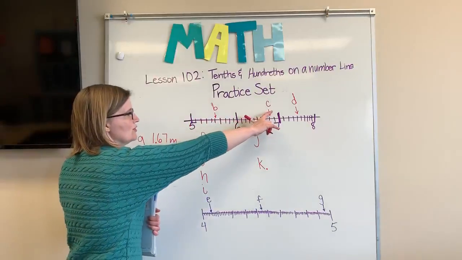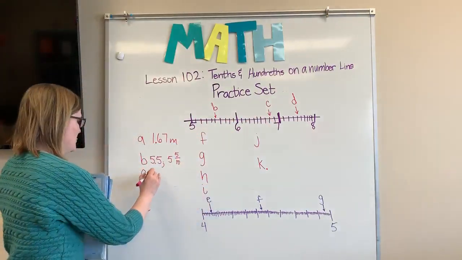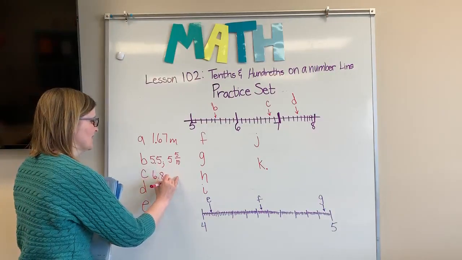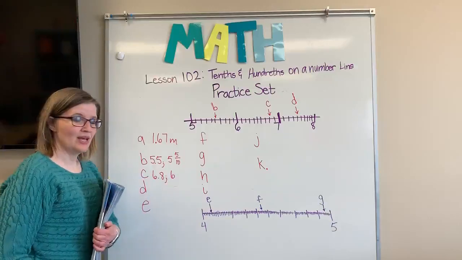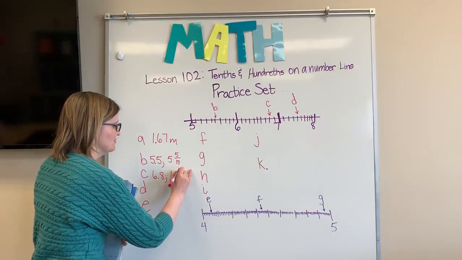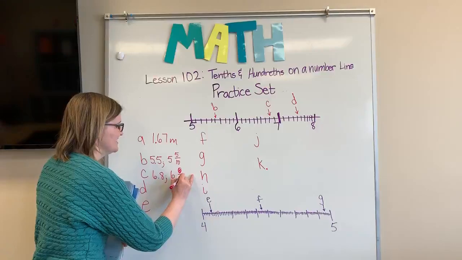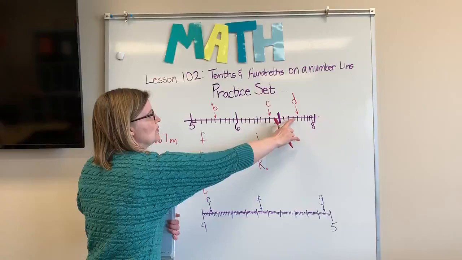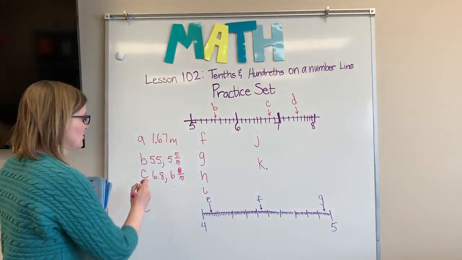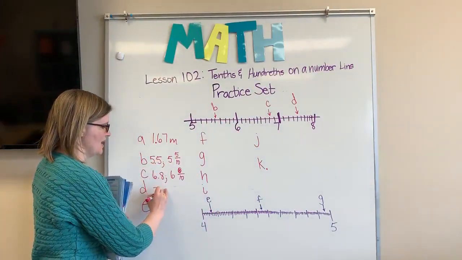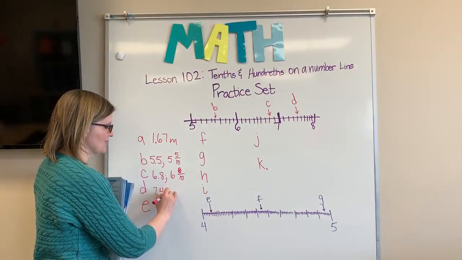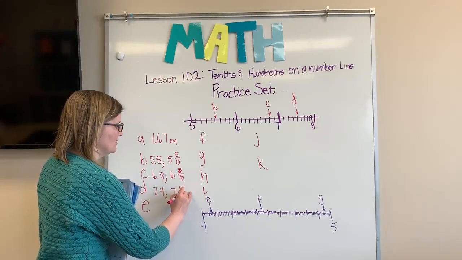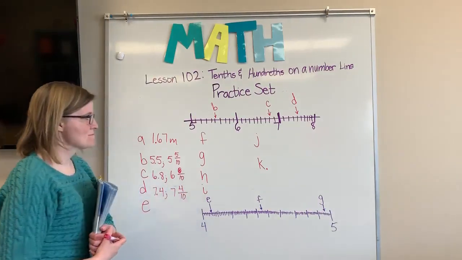Same holds true for letter C, and that is 6 and 8/10. And we convert that over to a mixed number of 6 and 8/10. D, we count 1, 2, 3, 4. That lets us know it is 7 and 4/10. And we write it as a fraction of 7 and 4/10.